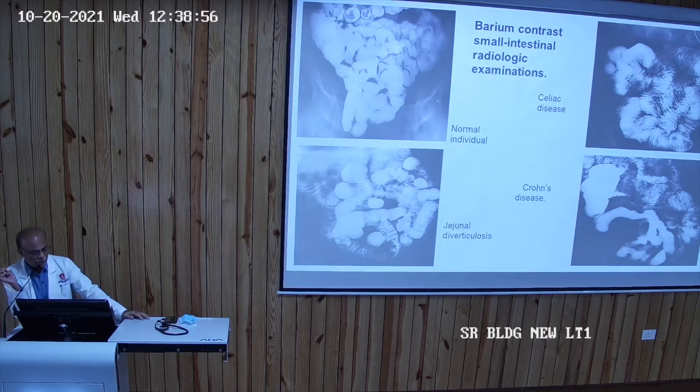So this is the picture for a normal individual. We see the normal. The radiologist will give us the result, so he will diagnose it and give us the result. And just to show you how it will present, jejunal diverticula: multiple diverticula filled with radio contrast barium dye. And celiac disease, you see the picture will be like this, and Crohn's disease, there will be regional, localized patches of villus atrophy.